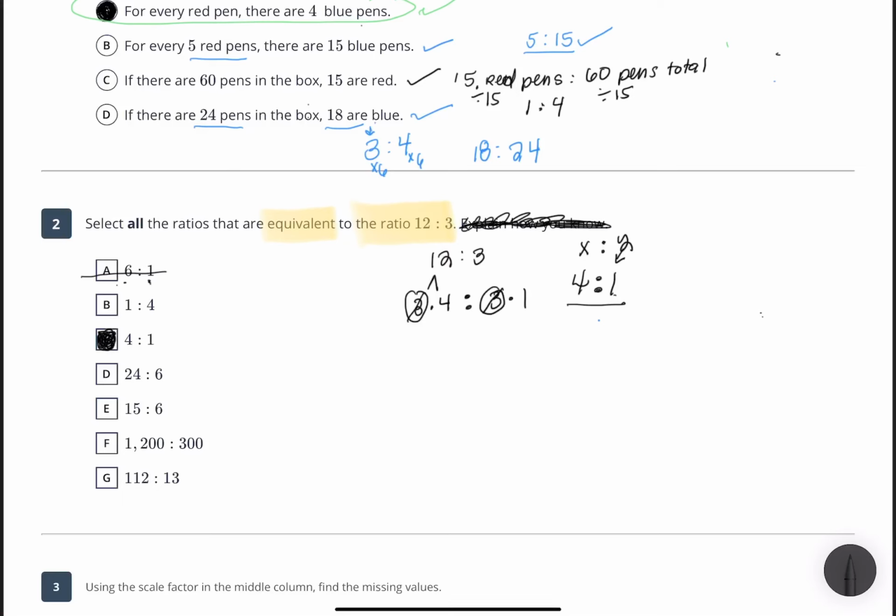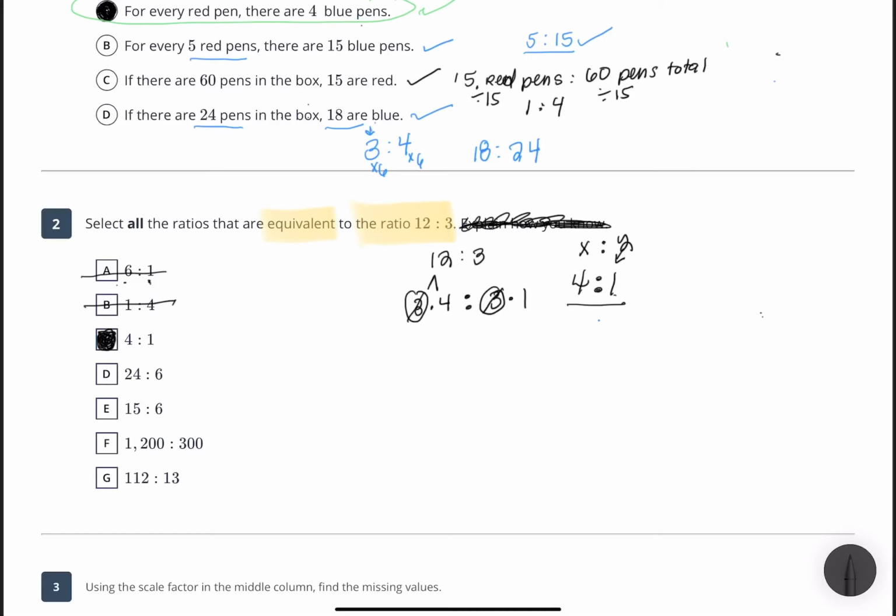Now let's look at choice B. Choice B is saying that it's 1:4. Now true, it's modeling the same numbers, but it's not in the correct order. And with ratios, order matters. So it wouldn't be choice B either.